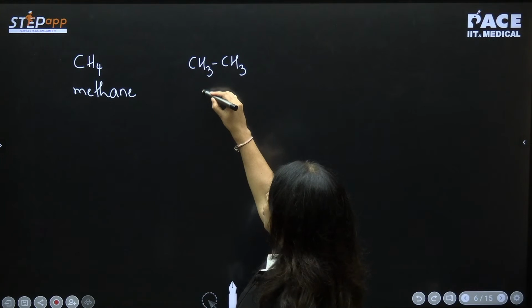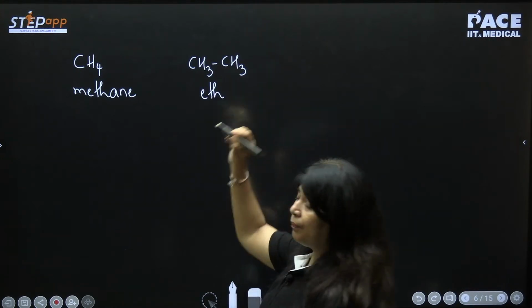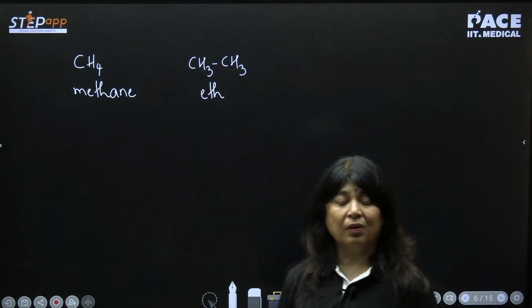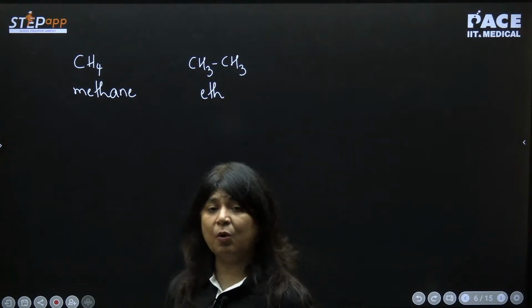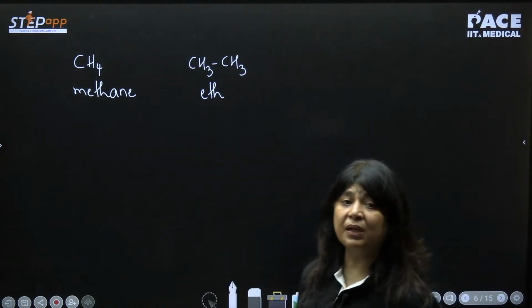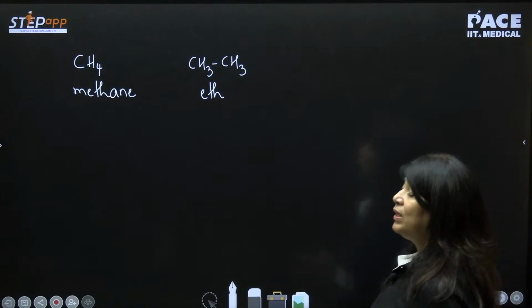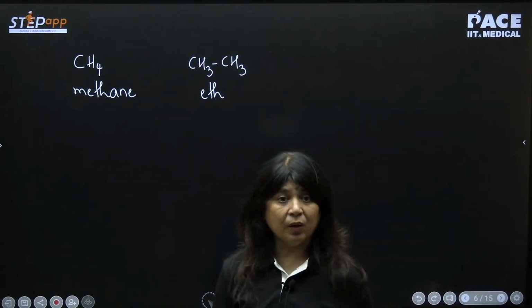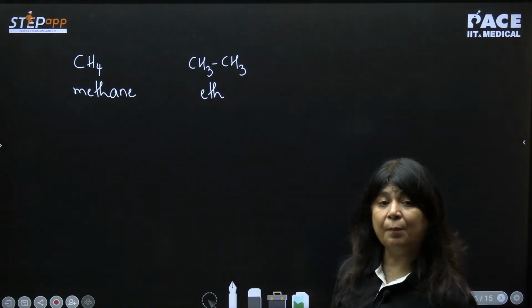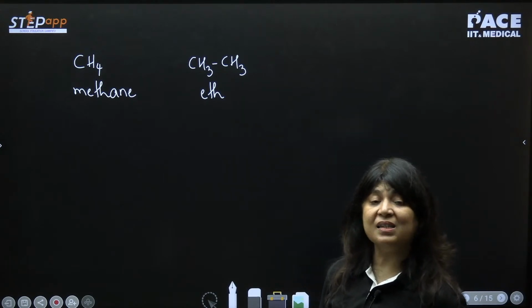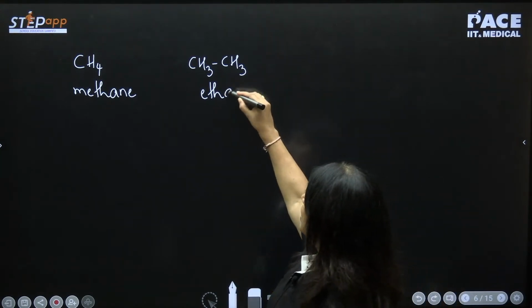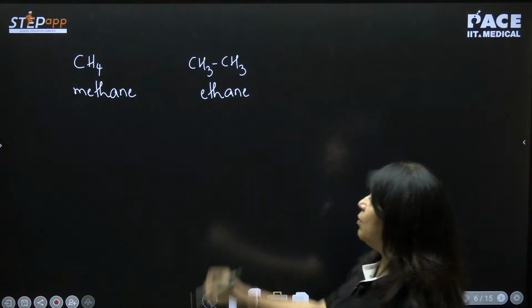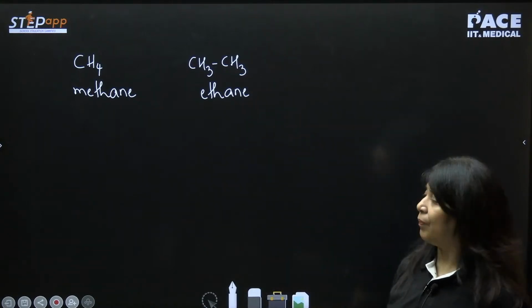So the root word I am going to use here is eth. Again, this compound doesn't have any carbon-carbon double bond, neither does it have any carbon-carbon triple bond. So it is a saturated organic compound, and for a saturated organic compound, the primary suffix we add is "ane". So the IUPAC name of this compound is ethane.